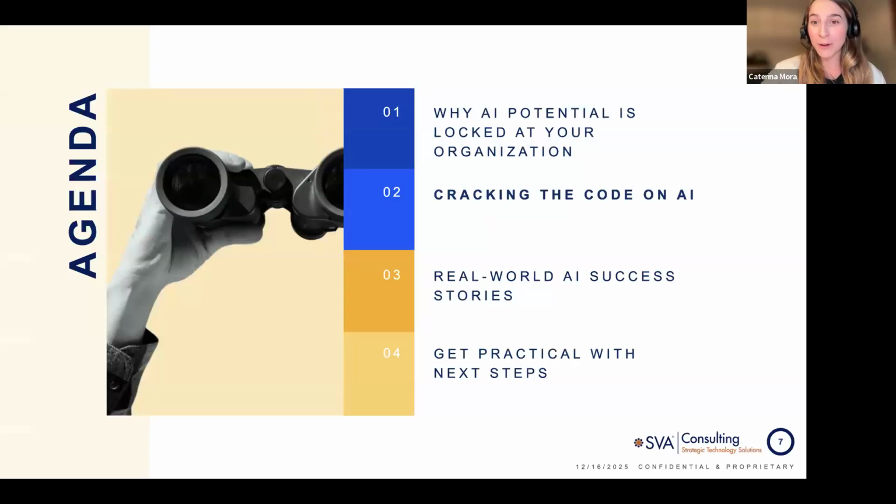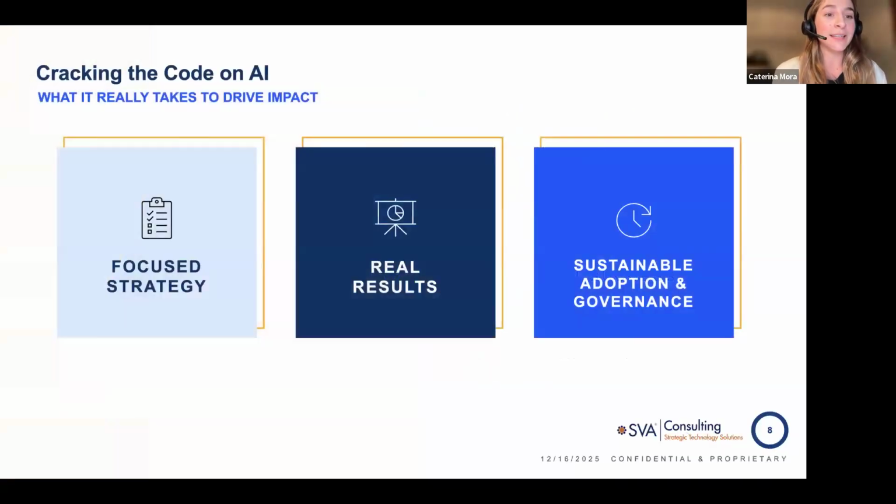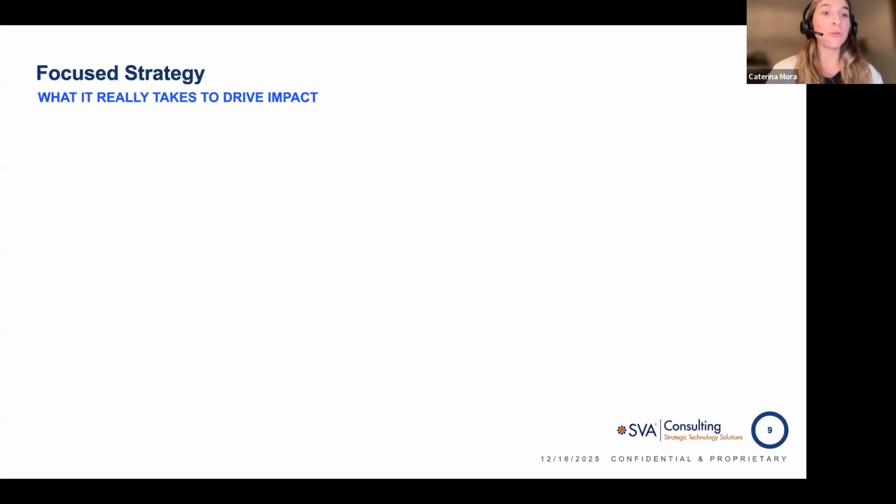So now that we've talked a little bit about our challenge, we're going to move on to the solution. How do we crack this code? So we propose this three-part framework to assess how to impact and implement AI in your organization. This consists of three different blocks: a focus strategy, starting with the problem before the solution; real results, where we'll dive into the specifics of that POC; and then sustainable adoption and governance, which is about making sure that this AI momentum is long-term.